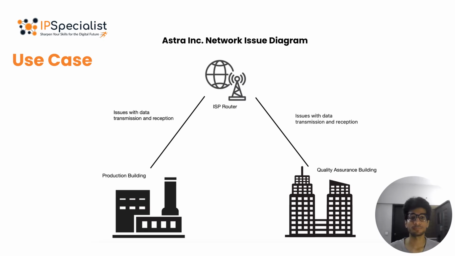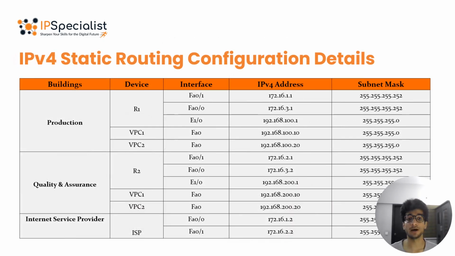Demonstration: let's consider a scenario. Astra Incorporated, a company specialized in high speed wireless products, operates a factory in San Francisco with two buildings, one for production and the other for quality assurance. Both buildings are currently facing issues with transmitting and receiving data despite being connected to the ISP router. The goal is to establish static routes that allow seamless communication between PCs in both buildings and ensure connectivity to the ISP. This will help resolve their current data transmission issues and maintain efficient operations in the buildings. That outlines the essential IP configurations for setting up IPv4 static routing across the network infrastructure.